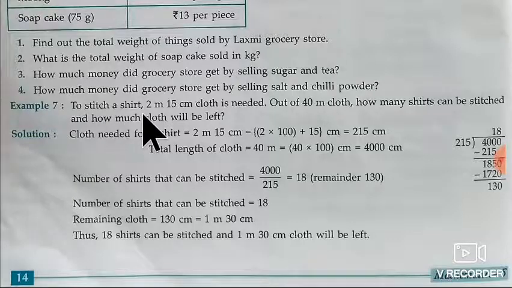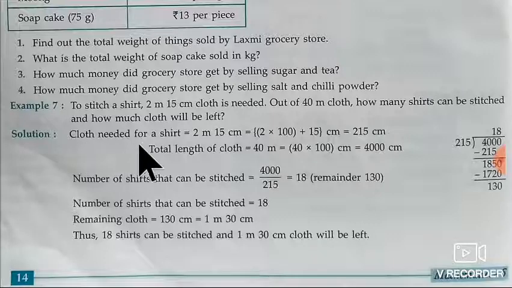To stitch a shirt, 2 meter 15 centimeter cloth is needed. Out of 40 meter cloth, how many shirts can be stitched and how much cloth will be left? We have 40 meter cloth, and one shirt needs 2 meter and 15 centimeter.